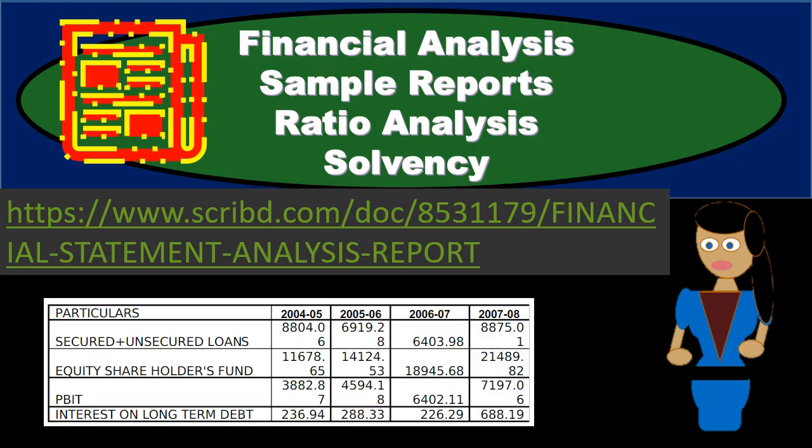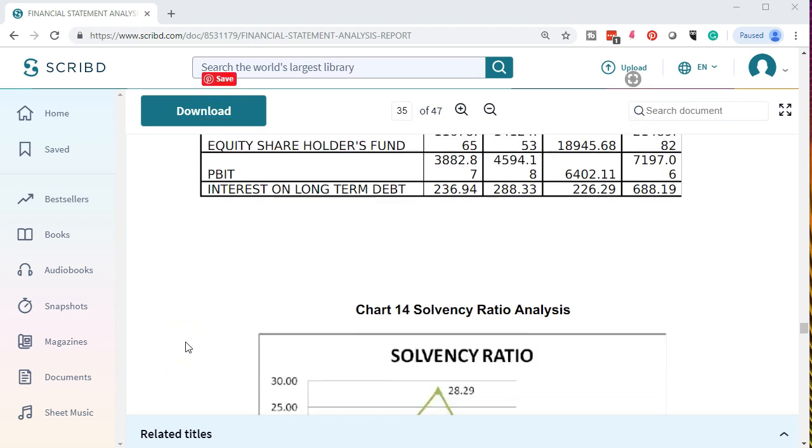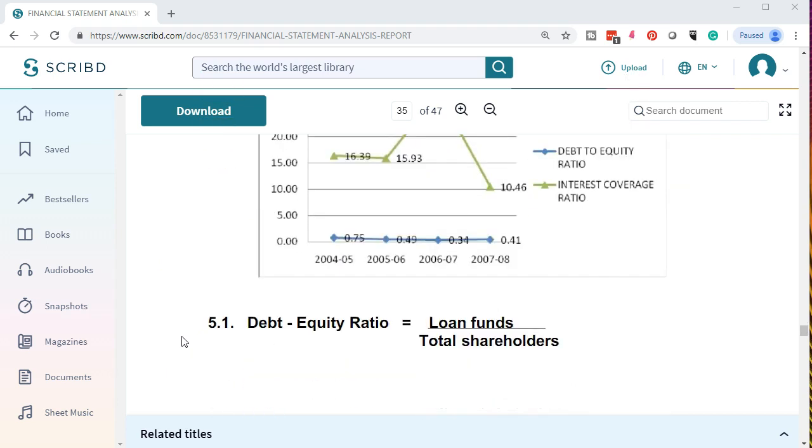In this presentation, we will continue on with our ratio analysis, this time taking a look at solvency ratios within our financial analysis sample report. Here we are in Chapter 5, Analysis of Solvency. We've got our information. We're going to go into the analysis. We have the solvency ratio analysis in terms of a chart.